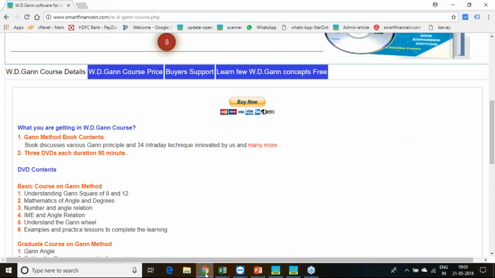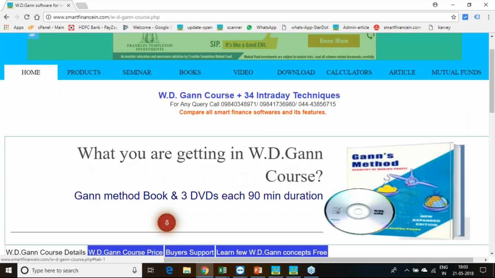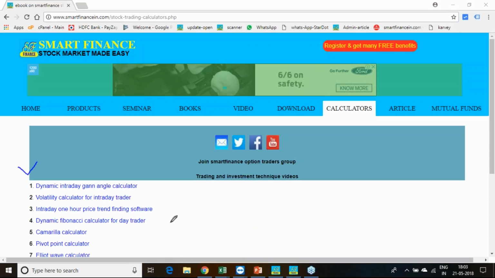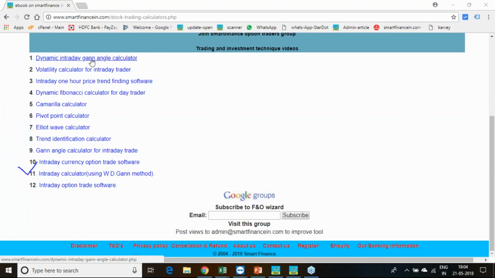So what are the things we support in the Gann studies? This is one of my oldest literature, post futures and options book, the Gann book I have authored. In this literature, on our website under the calculator section, you will find various Gann calculators which you may not find anywhere else. You can find a Gann angle calculator for intraday traders, a dynamic intraday Gann angle calculator, and an intraday calculator using W.D. Gann's method. So these 3 tools we dedicated to W.D. Gann.